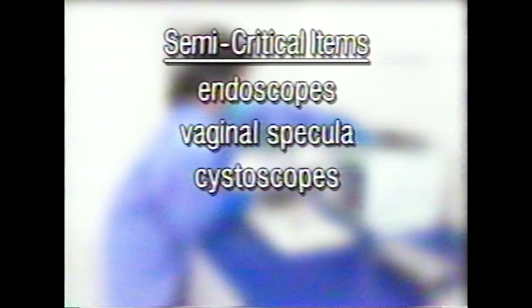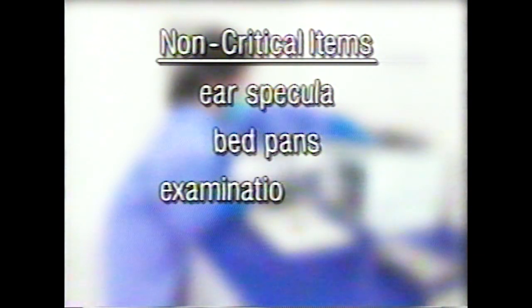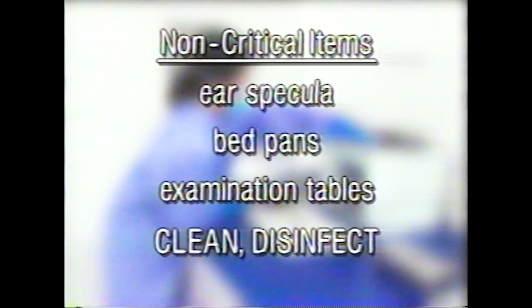Semi-critical items are devices that are in contact with mucous membranes or non-intact skin, such as endoscopes, vaginal specula, and cystoscopes. These items should be sterile or receive high-level disinfection. Non-critical items are devices that are in contact with intact skin, such as ear specula, bedpans, and examination tables. These items should be cleaned with a detergent or detergent disinfectant to remove all soil and body substances, followed by the use of a disinfecting agent.